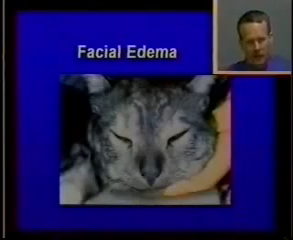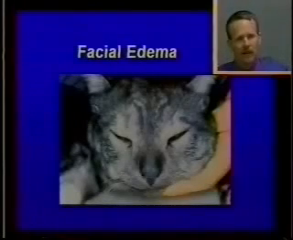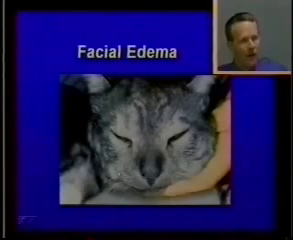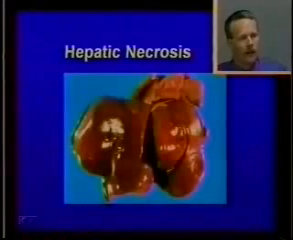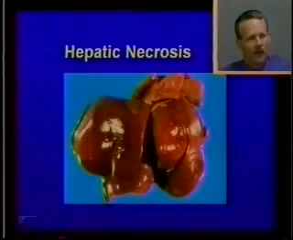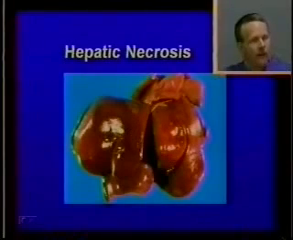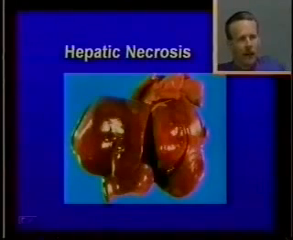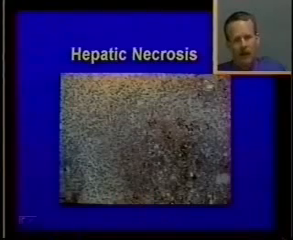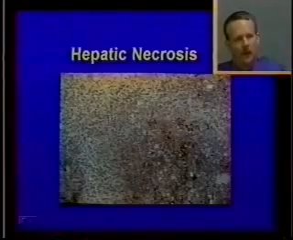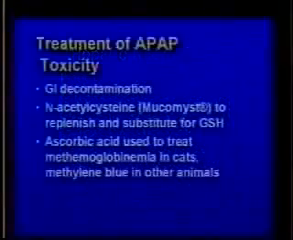This is an example of the facial edema that you may see in a cat that has been exposed to acetaminophen. You see that the face is swollen and the eyes are barely open. This is a liver from a cat that was poisoned with Tylenol, and you can see that there are extensive areas of necrosis within this liver. This animal survived for quite a while and allowed time for this liver necrosis to occur. And this is a micrograph of the liver from the previous slide, and you can see evidence of extensive necrosis within this section of liver.